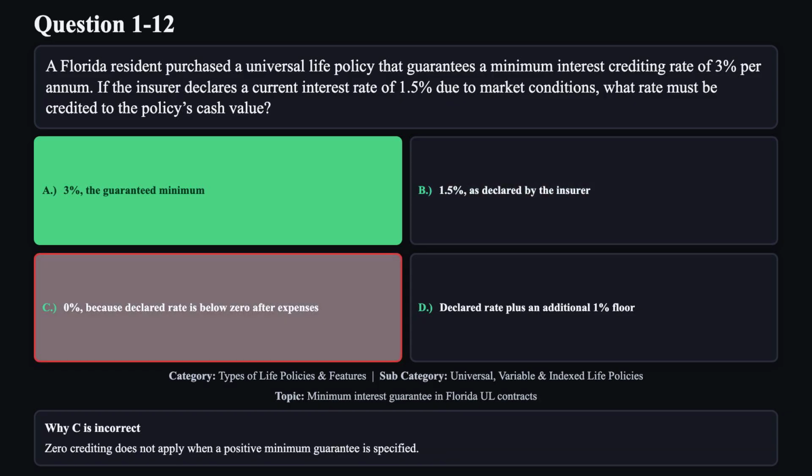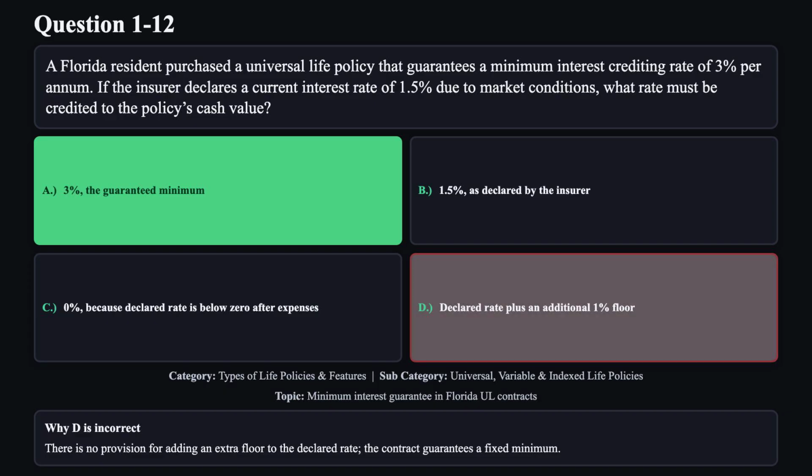Reason C is not correct. Zero crediting does not apply when a positive minimum guarantee is specified. Reason D is not correct. There is no provision for adding an extra floor to the declared rate. The contract guarantees a fixed minimum.